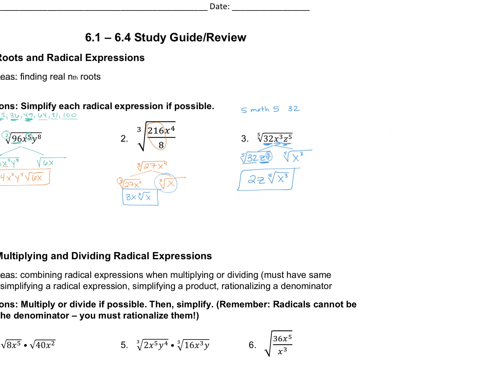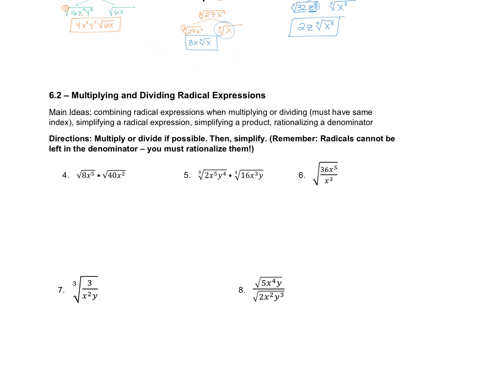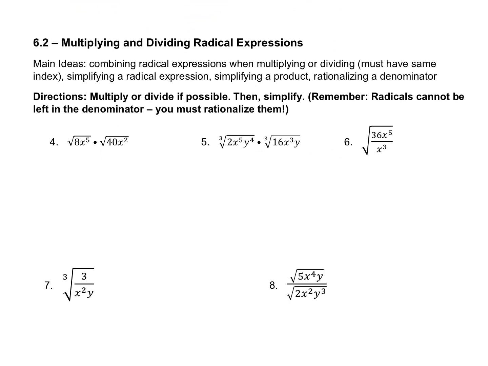Then we have for 6-2, multiplying and dividing radical expressions. Okay, it says multiply or divide if possible, then simplify. You cannot have radicals in the denominator ever in a final answer. So make sure if there is one in the denominator that you rationalize, you get it out of there.